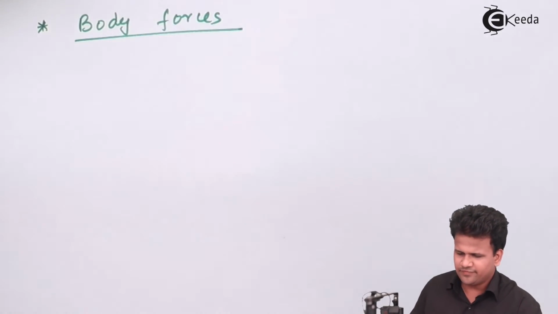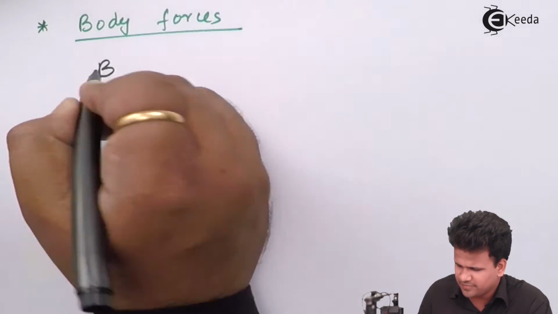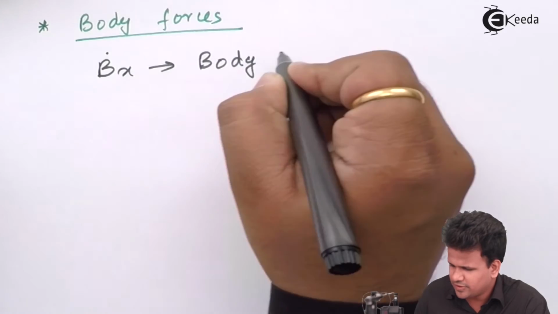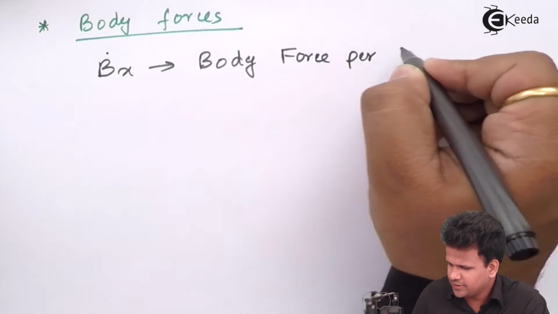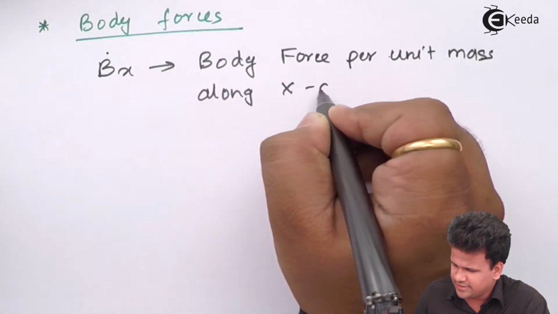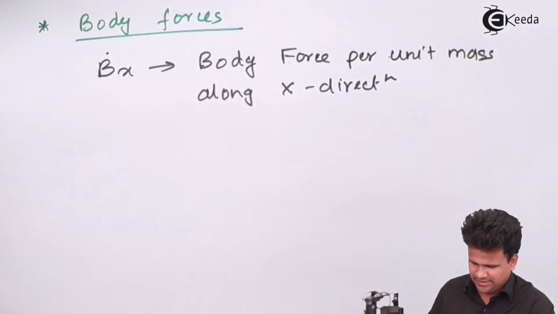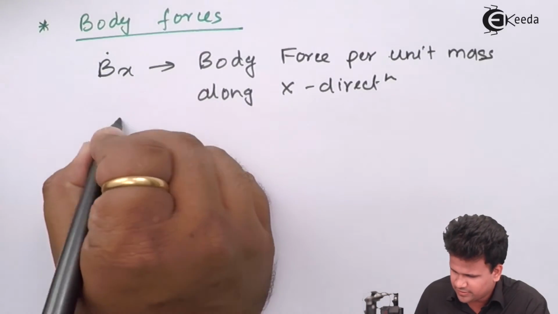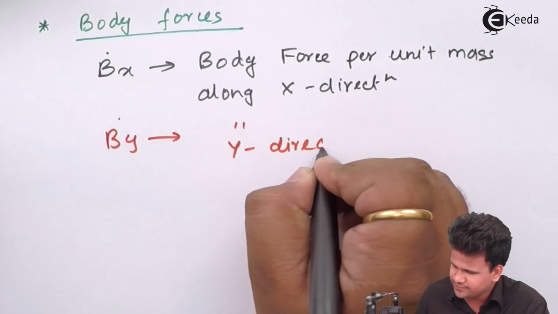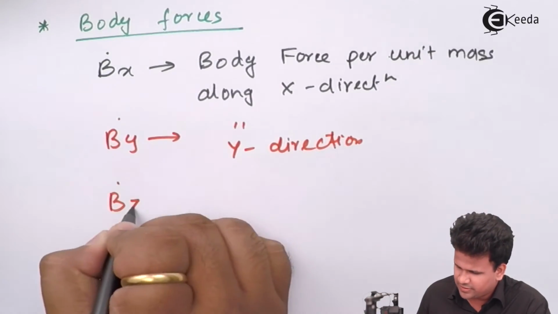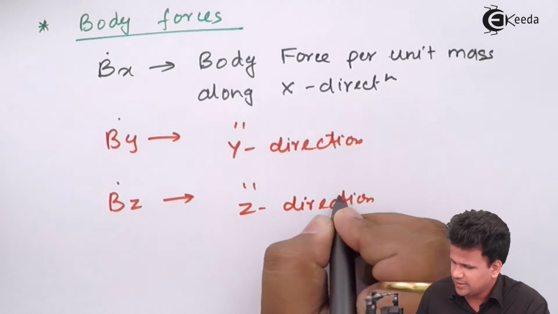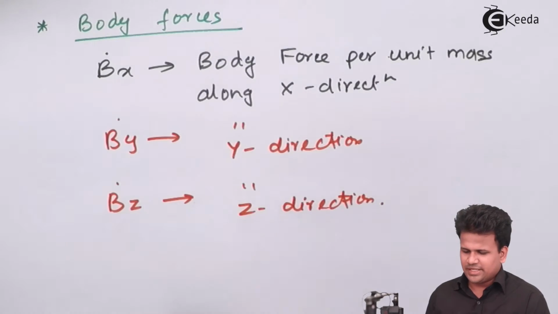Now let us see what body forces are. We'll define three forces. Let us define body force as B. It is a kind of force. Bx will be denoted as body force per unit mass along the x direction. Then similar to this, By will be body force per unit mass along the y direction, and Bz will be body force per unit mass along the z direction. So body force along x direction, y direction and z direction.